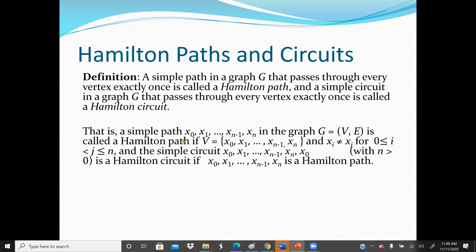So a simple path can be S0, S1, up to Sn minus 1, Sn, in a graph G with vertices and edges, and is called a Hamiltonian path of V from S0 to Sn. And here we make sure Si is not equal to Sj, so i should be greater than or equal to 0, but less than j, which is less than or equal to n.